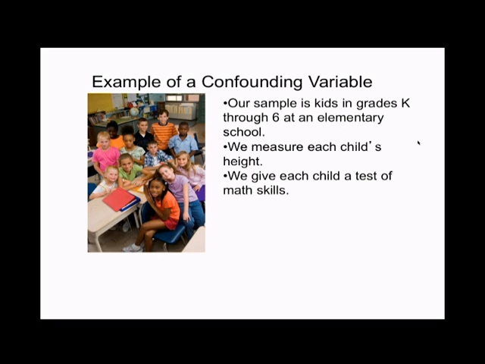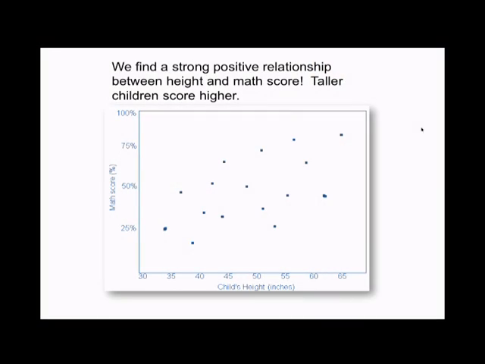Let's say we take a sample of kids in grades kindergarten through 6th grade at an elementary school. We measure each child's height, and then we give each child a test of math skills, and they get a percentage on it, 20%, 80%, that shows how well they do at math. And lo and behold, we find a strong positive relationship between height and math score. Taller children get higher math scores.